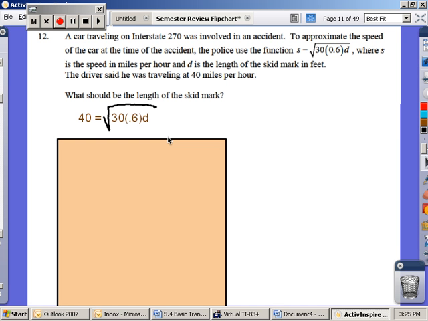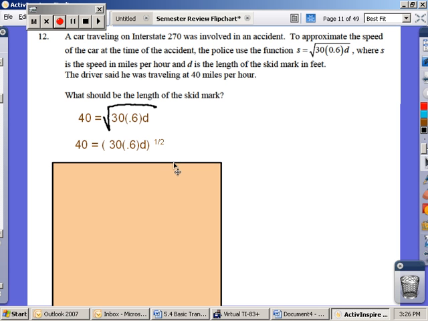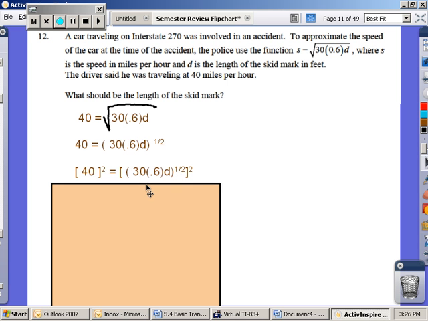Now remember, the square root symbol can also be written another way. The square root symbol can be written as parentheses to the 1/2, the exponent 1/2. So now I rewrote the equation: 40 equals (30 times 0.6d) to the 1/2. Next, I know I need to get rid of the exponent 1/2. So, to get rid of the square root, I place brackets on each side of the equation, and I take the reciprocal of the exponent of 1/2. The reciprocal of 1/2 is 2.